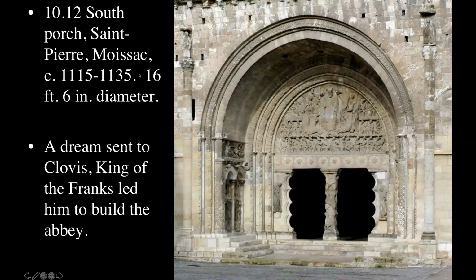So the first one we'll look at is Saint-Pierre and Moissac. Just a little background, because a lot of these churches have legends or mystical stories behind them. According to legend, a dream was sent to Clovis, an ancient king of the Franks, and it led him to build an abbey here. Then they eventually built the Romanesque church hundreds of years later in the same spot. An abbey is where monks live, if you're not aware.